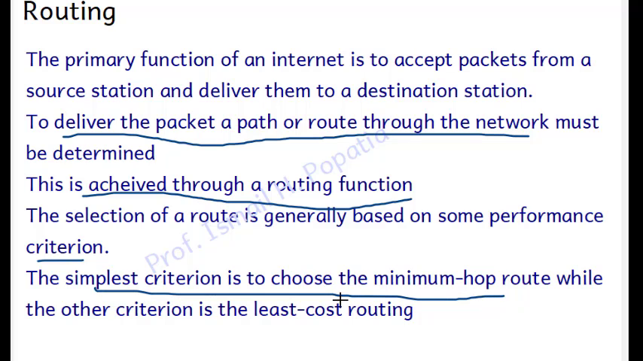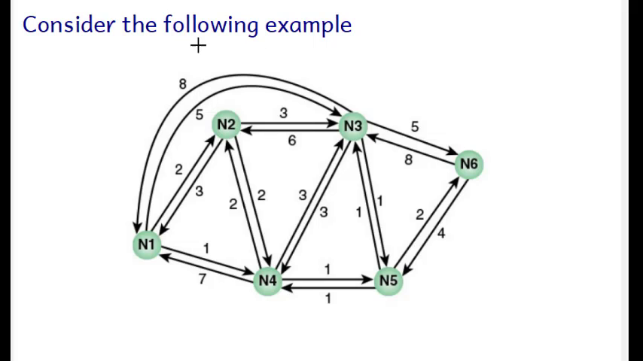We'll see this with an example in the next slide. So this is the example. Consider these are some nodes. We have N1, N2, N3 and so on. We have 6 nodes, and you can see the numbers between the nodes. This is actually the cost. The cost can be the delay, or it can be any factor. Here, when a packet goes from N1 to N2, the cost is 2. From N2 to N3, the cost is 3.